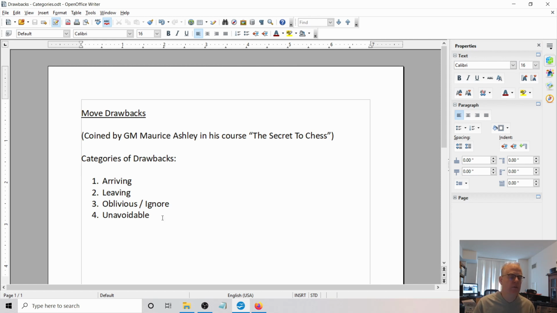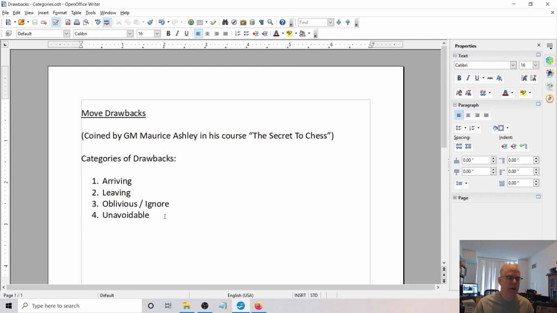Oblivious ignore is when the opponent could have dealt with the problem that was at hand, but either didn't see it or didn't evaluate it properly. So they had the opportunity to correct the exploitability of the situation, but just didn't evaluate it correctly and maybe wanted to do something that pushed their agenda without thinking enough about the threats that they were facing.